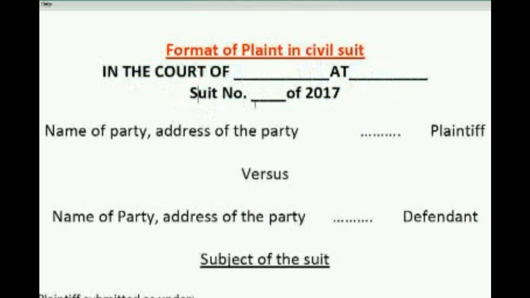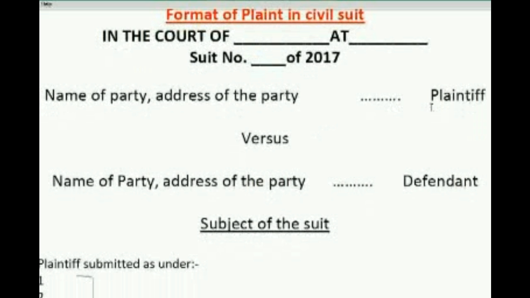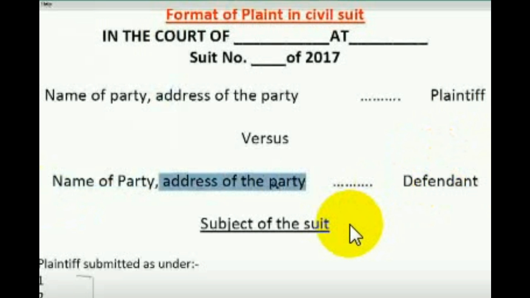Then the suit number comes, but you don't have to mention the suit number, as when you file a plaint, the registrar itself puts a number on it. Now comes the party name and address. The plaintiff, remember, is who files a case, and the defendant is against whom the case has been filed. The person who filed the case will be mentioned prior to the defendant. You have to mention the name and the address of the party as well. Versus is the name of the defendant and the address of the defendant.